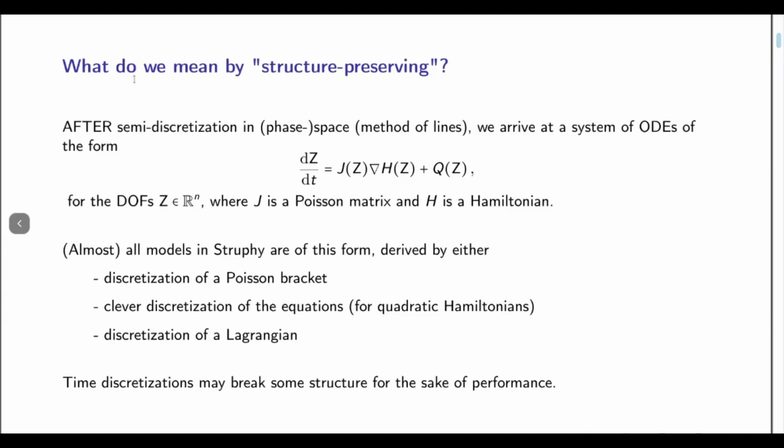Almost all models in Struphy have this form, and you can get to this form by either discretizing a Poisson bracket, cleverly discretizing your equations, or by discretizing a Lagrangian. It then remains to choose the time discretization, and there you might choose to break the structure again for the sake of better performance, but you can also use things like symplectic integrators to really have a Poisson integrator for your full PDE system. So that's a little bit the philosophy of Struphy, to use these state-of-the-art numerical methods on plasma equations.